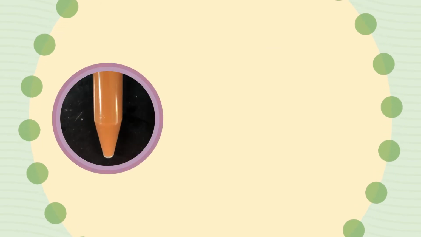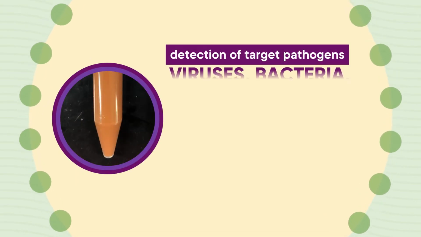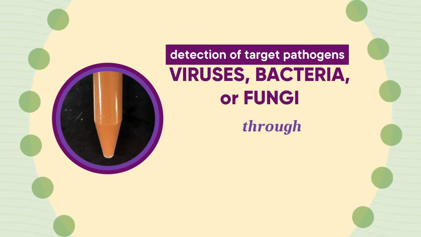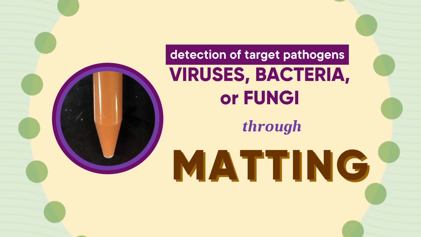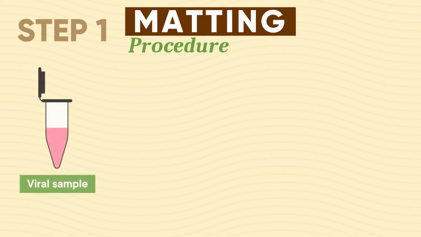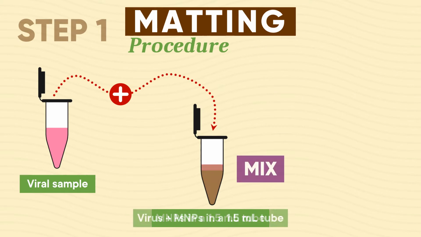These MNPs can be used for the detection of various target pathogens such as viruses, bacteria, or even fungi through a process known as matting. So how does matting work? A sample of the pathogen, and in this case a virus, is added into a 1.5 ml tube containing the MNPs. Then, the solution is mixed gently while avoiding the formation of bubbles.